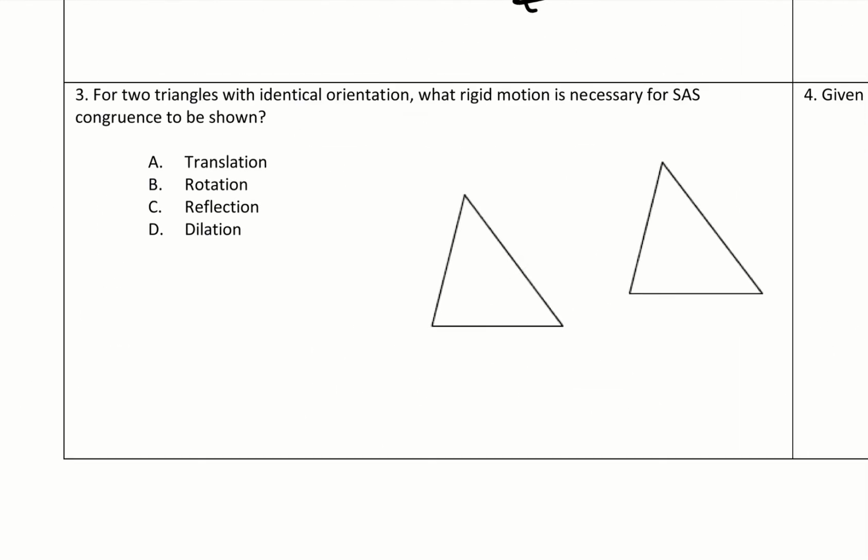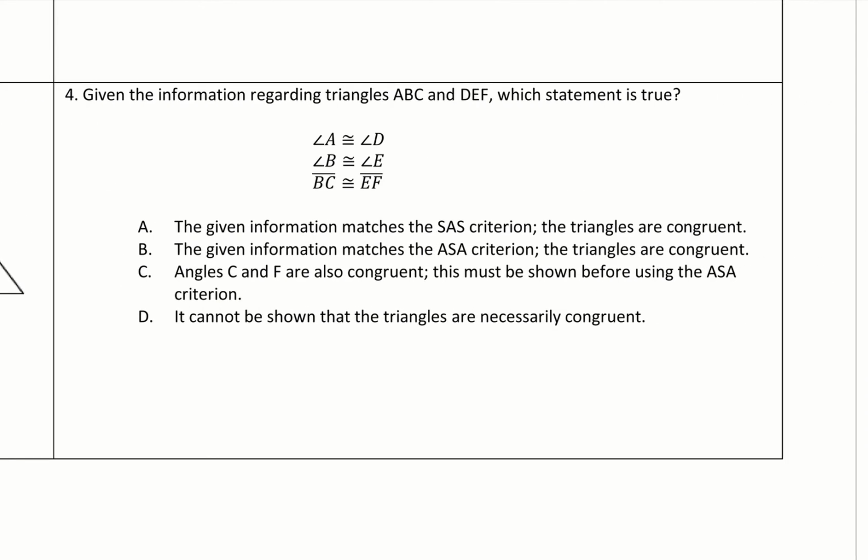For number 3, for 2 triangles with identical orientation, what rigid motion is necessary? Basically, to get from here to there, you need to translate. You need to move it to the right and up. So it's a translation. Number 4, given the information regarding those 2 triangles, which statement is true? All right.